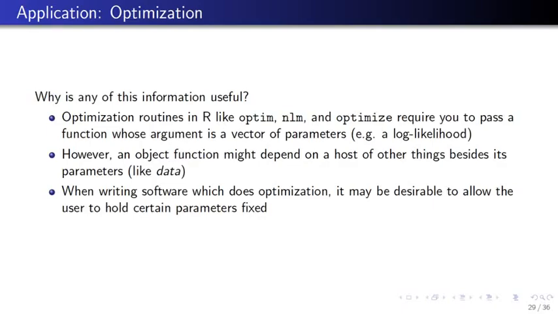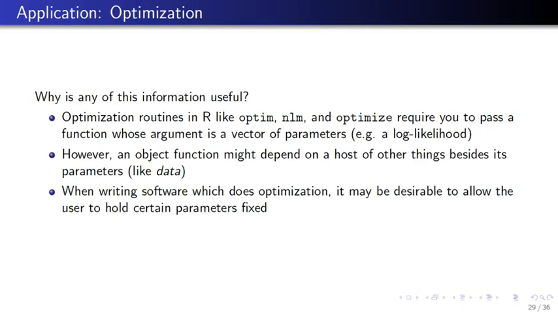So far, we've talked about functions and the scoping rules in R, and you might be wondering why any of this information is at all useful. So, in addition to just writing regular functions for manipulating data or for doing calculations, there's one combination of the scoping rules and functions which can be very useful in statistics, and that's for optimization.